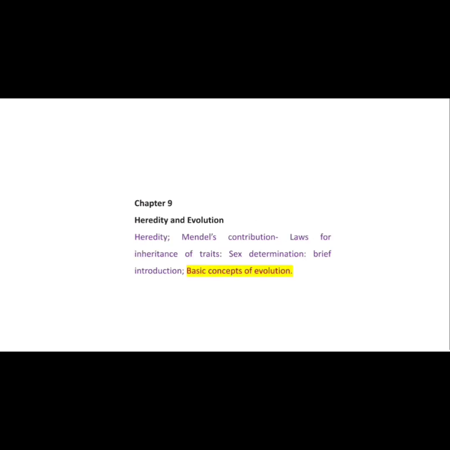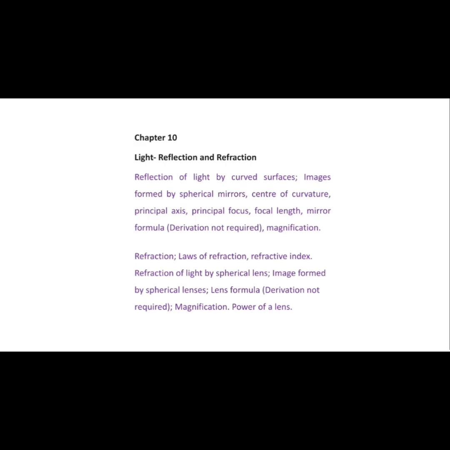Then the next is chapter 9, heredity and evolution. In this, the evolution part is removed from the syllabus, so you have to concentrate on heredity, which is Mendel's contribution, laws for inheritance of traits, sex determination, brief introduction. So the evolution part is removed, the basic concepts of evolution are removed. Then next let us move on to chapter 10.